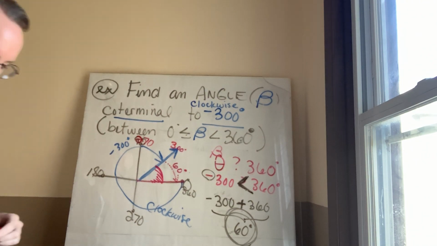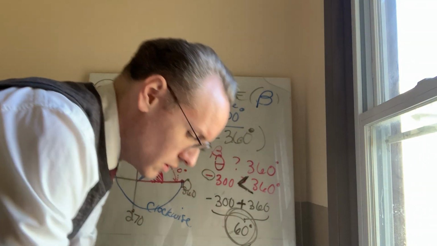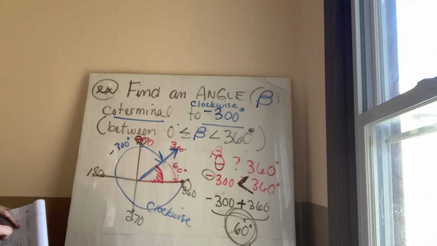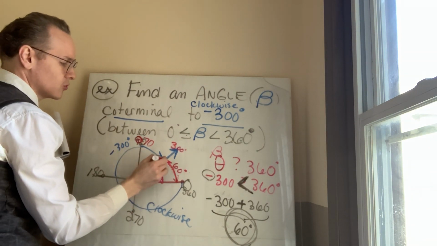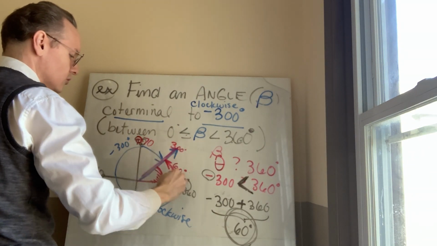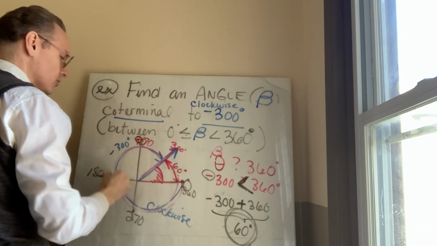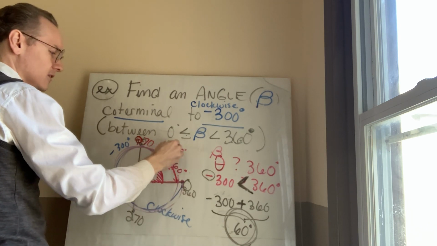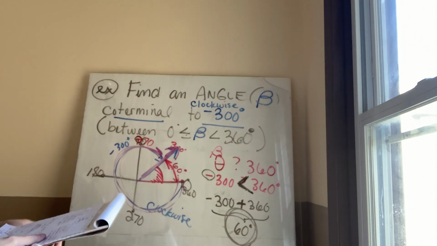Okay. They're coterminal, right? 60 read from this direction is coterminal to negative 300 read from this direction. They land in the same place. That is all the coterminal really is referring to.